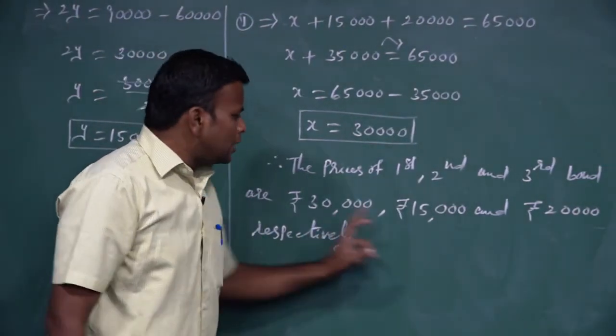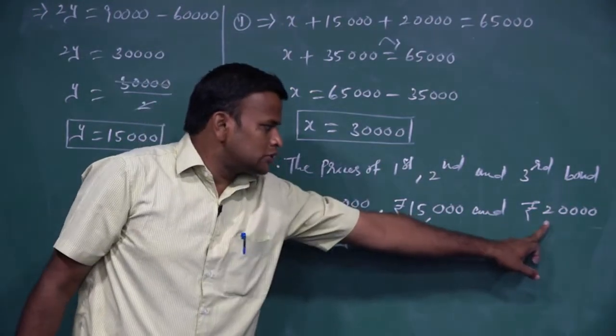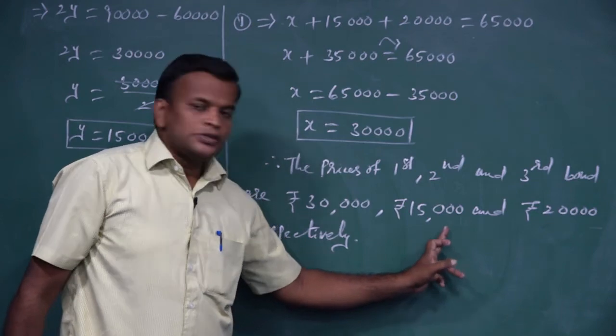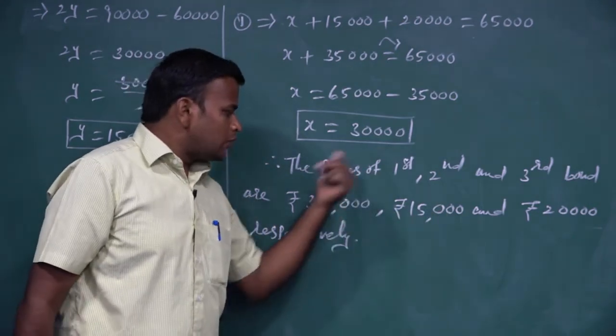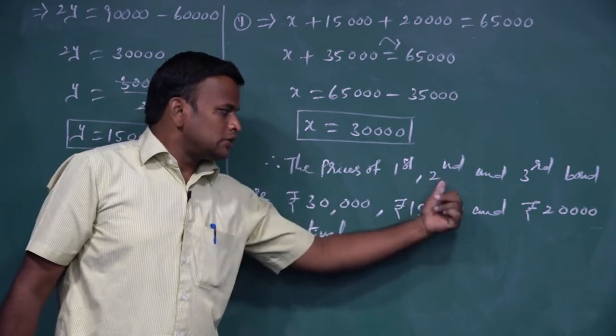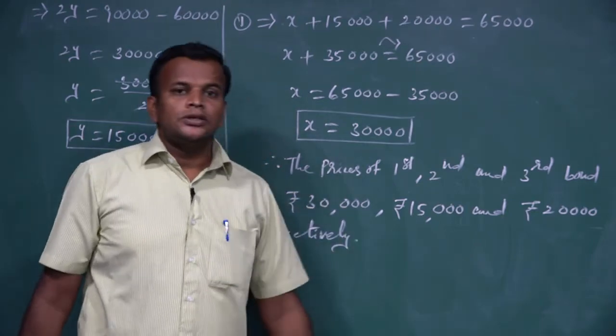So if you add the three values, we get 65,000. 30,000 plus 20,000 is 50,000, plus 15,000. So the total invested is 65,000. So the price of the first bond is 30,000, the price of the second bond is 15,000, and the price of the third bond is 20,000.